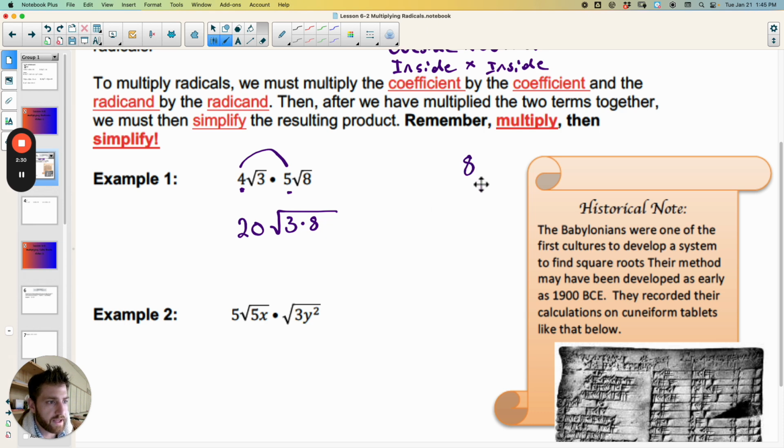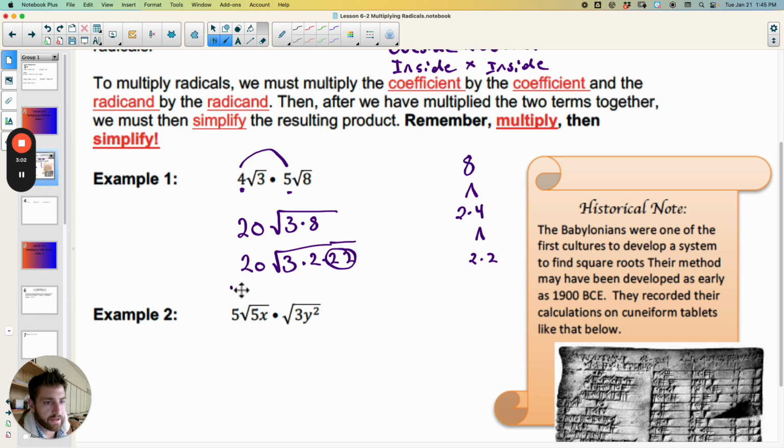So I know that 8 breaks down to 2 times 4, and 4 breaks down to 2 times 2. So I can rewrite this as 20 on the root of 3, the 3 that's already there, times 2 times 2 times 2, because that's the same thing as 8. And now we have to simplify. So I'm looking for groups of 2 because we are taking the square root here. So I see a group of 2 here. I'm going to pull out, for every group, one of those.